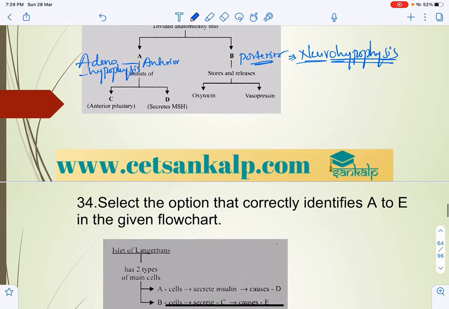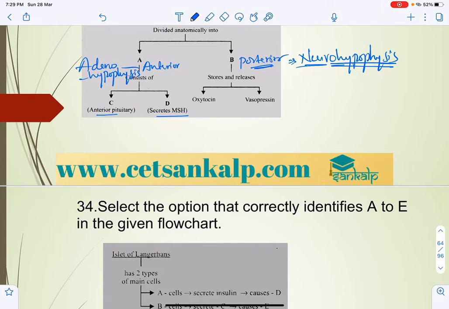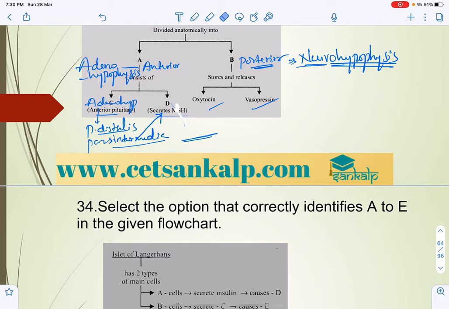So the anterior pituitary consists of adenohypophysis, and here it consists of pars distalis and pars intermedia. The posterior pituitary stores and releases oxytocin and vasopressin. That is correct. And MSH is secreted by pars intermedia.